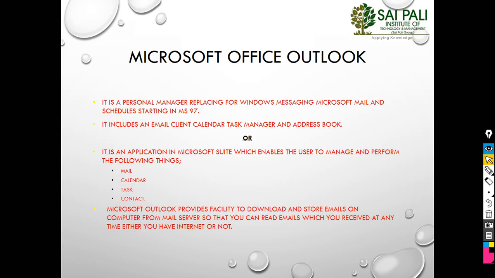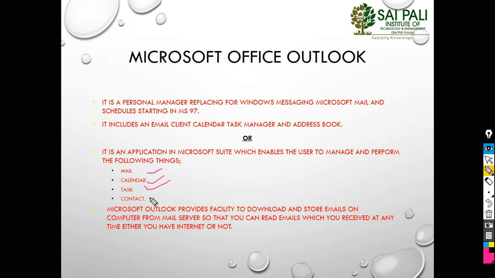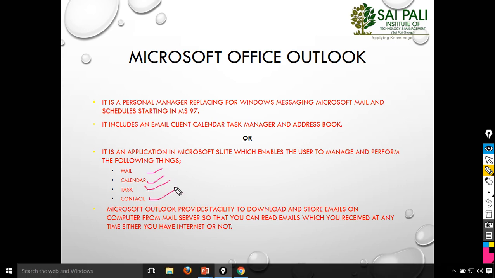So we can see that in Microsoft Office Outlook there are four major parts. You have mail, you have calendar, you have task or task scheduler, and you have contacts where you are storing all your contacts.